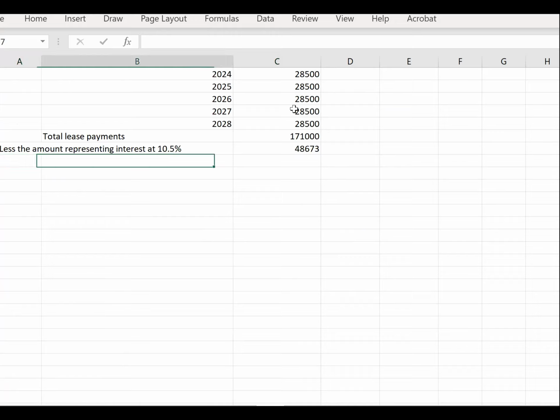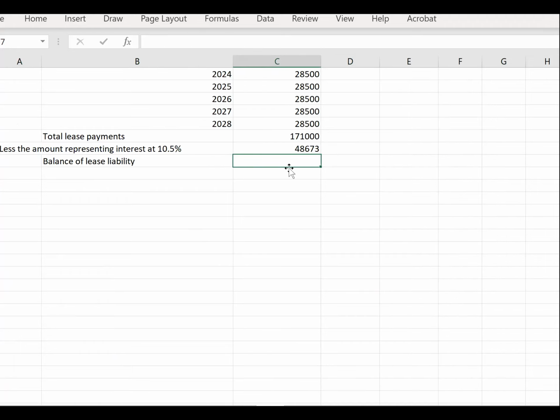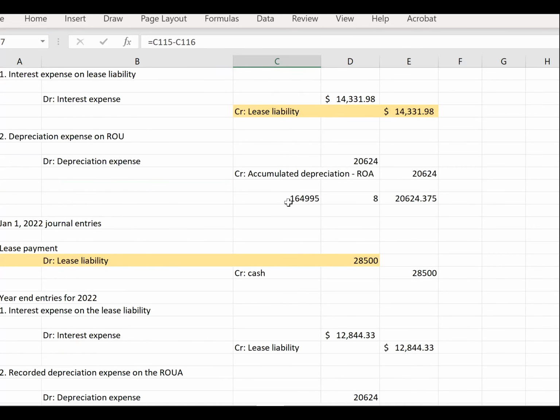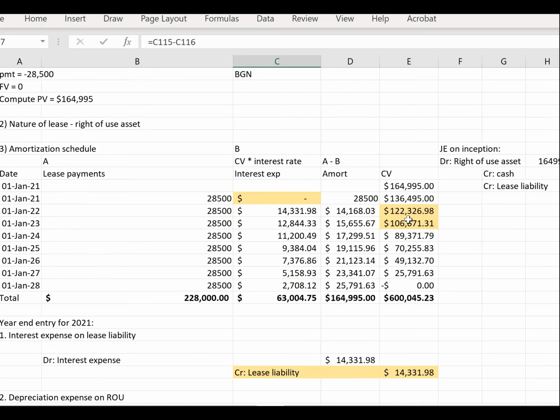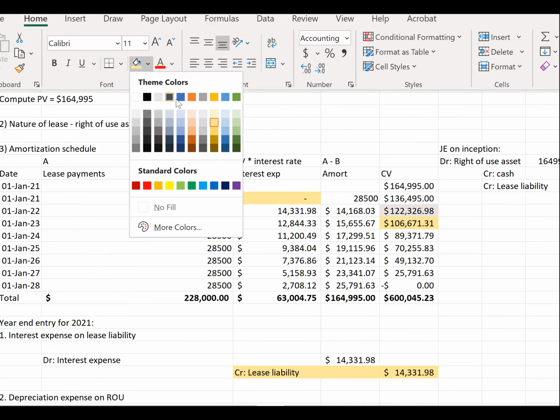Okay, and then now we're going to have balance of our lease liability. This is going to be the net of those two things. This minus this. Okay, so the balance of our lease liability is going to be 122,327. Okay, and that actually reconciles back to here. So you can see how that works.